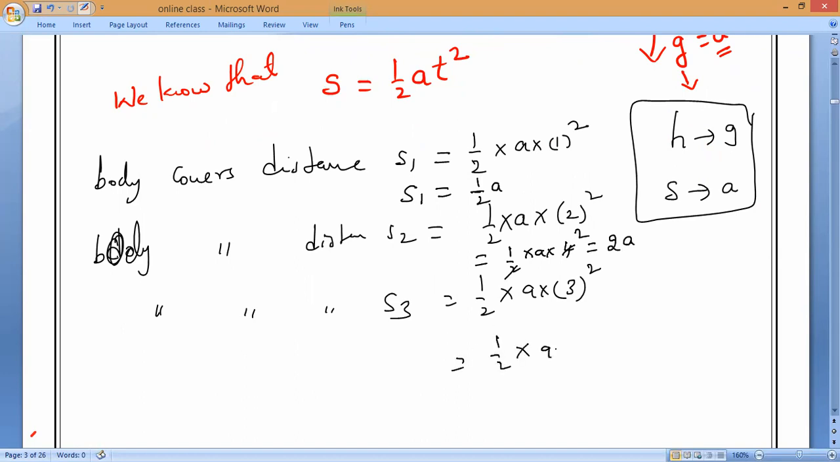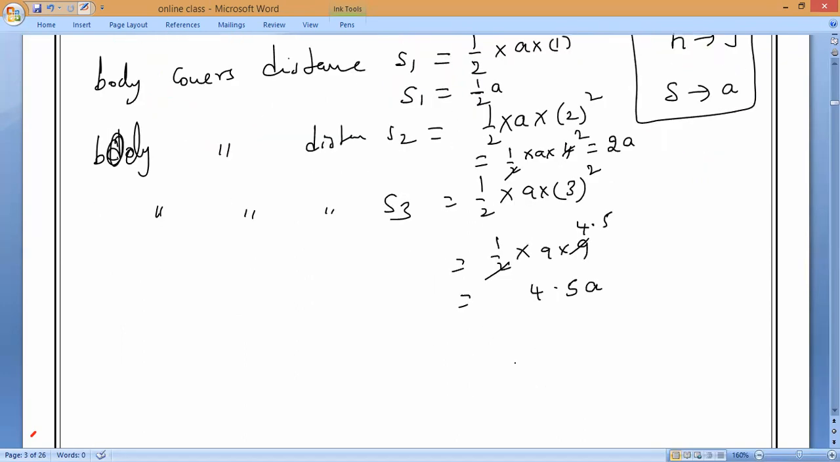1 by 2 into A into 3 square, 9. So 2 ones are 2, 4.5s are 4.5. So what is the answer? 4.5A. Is it okay, guys?